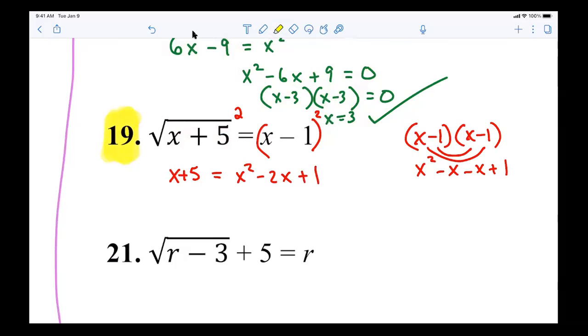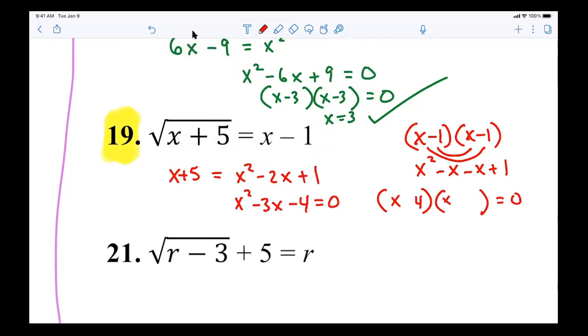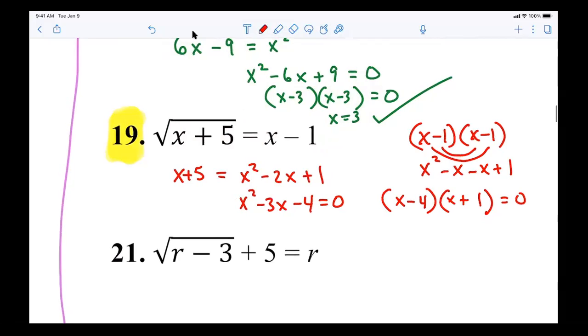Now it's a quadratic, so we have to set it equal to 0. So I have to move the x and move the what? 5. Move the x and move the 5. So x squared minus 3x minus 4 equals 0. Now it's a quadratic. We got to factor it, please. Somebody help me with the factoring. X and x. Yes, sir. -4 and +1. Thank you again. So now my answer is either x equals 4 or x equals -1.